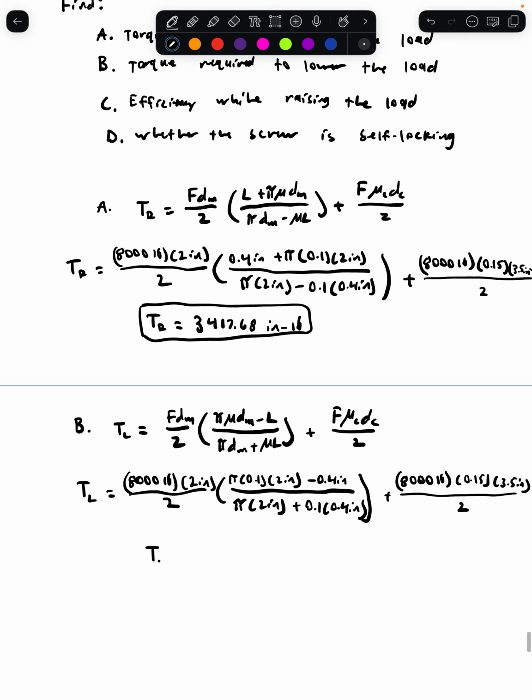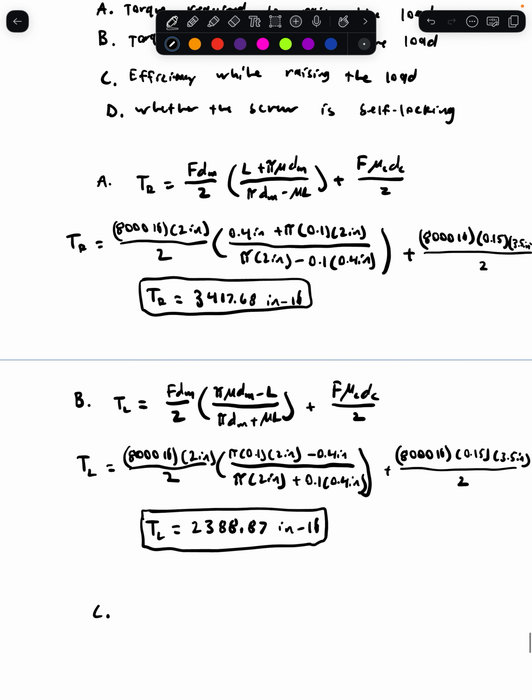Okay, so the torque required to lower the load is going to be 2,388.87 inch-pounds. And if we remember from before, we would have expected this one to be lower because you have gravity helping you basically push that screw down.